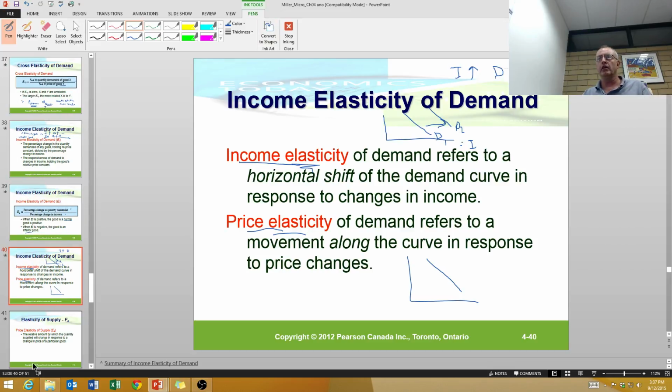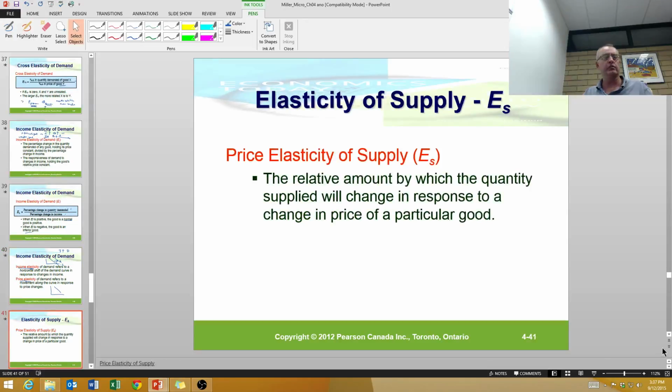The final section of Chapter 4 deals with the price elasticity of supply. The concepts are analogous to the concepts of price elasticity of demand, but of course it's applied to the supply curve rather than the demand curve. The supply curve, as we know, has a positive slope to it. So as prices increase, the quantity supplied by producers is also going to increase.